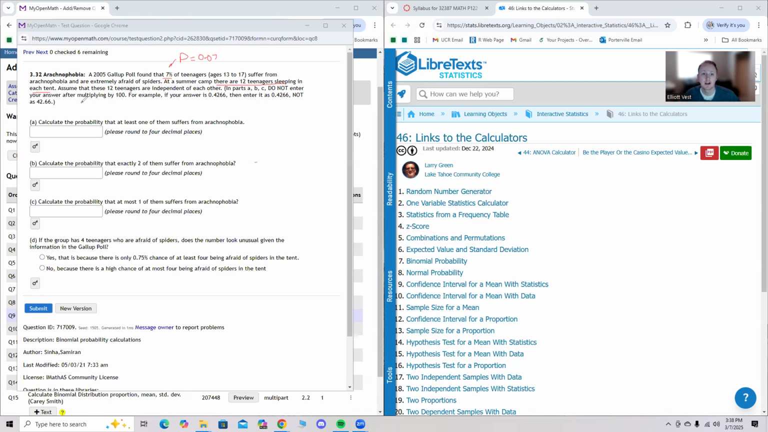Do not round your answer after multiplying by 100. For example, if your answer is this, then enter it, not that. So it's saying to use the decimal versions. Calculate the probability that at least one of them suffers from arachnophobia.